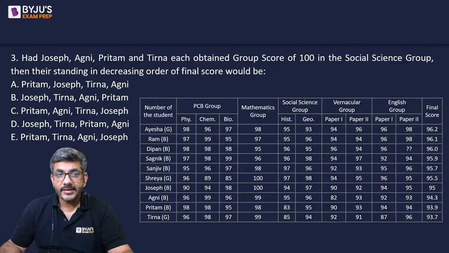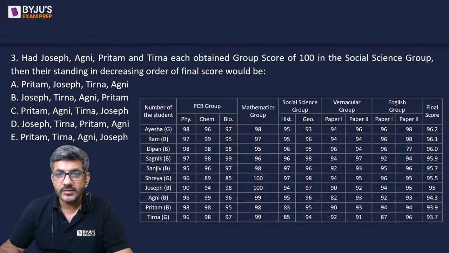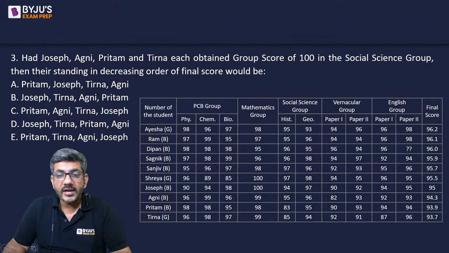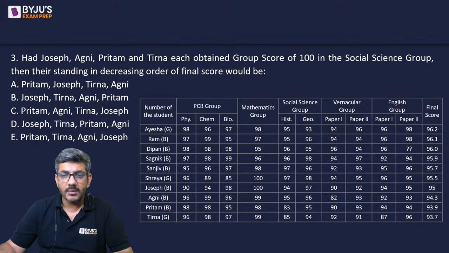Let's start. Had Joseph, Agni, Preetham and Tirna each obtained a group score of 100 in the social science group, then their standing in decreasing order of final score would be what? What impact would it make if they have a group score of 100, right? Let us talk about what their current group score of social science is.